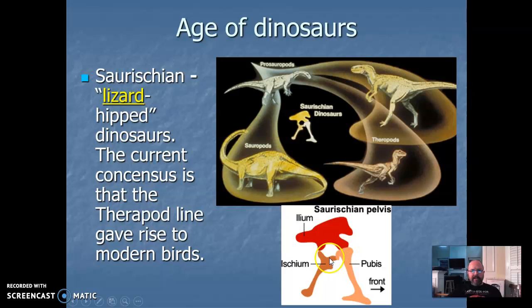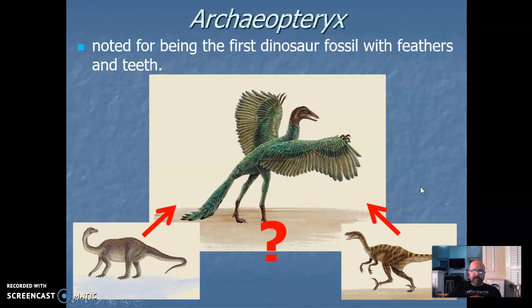The theropod lineage is one group of Saurischian dinosaurs. In particular, if you've seen Jurassic Park, velociraptors, those guys were all members of the Saurischian theropod lineage. A lot of the big predators, T-Rex, Allosaurus, are in that same branch of dinosaurs.